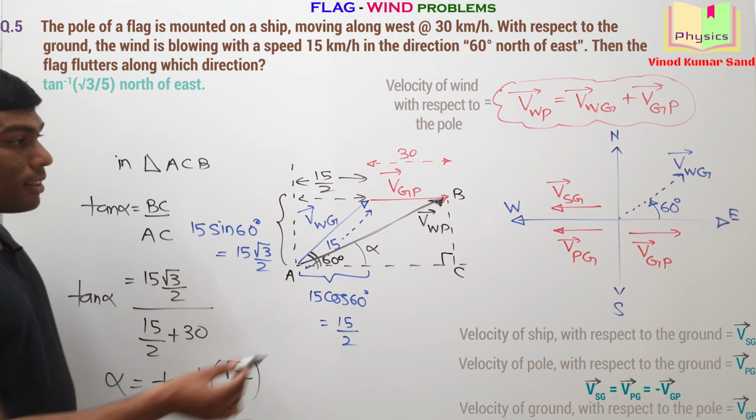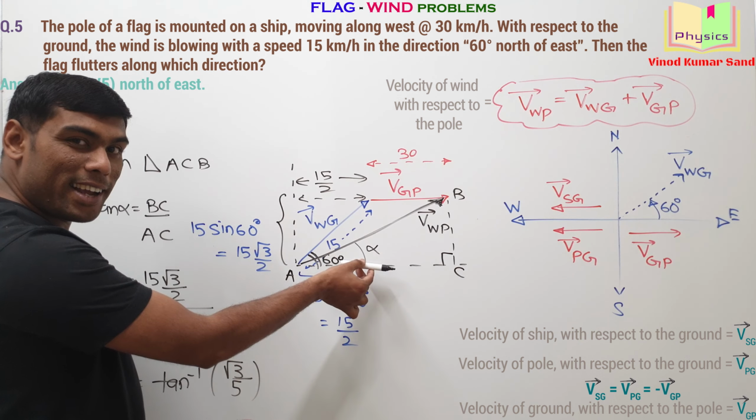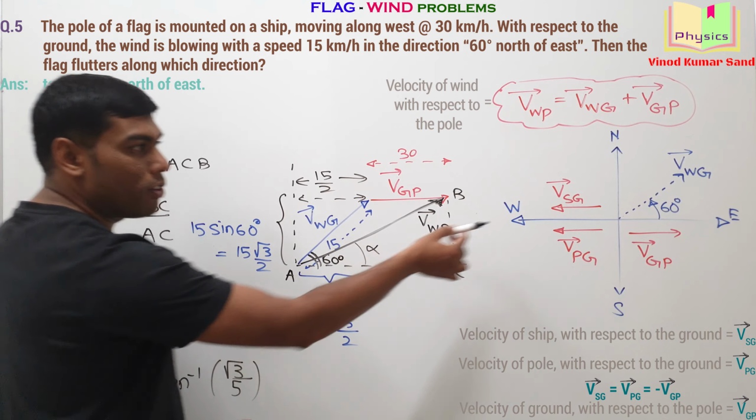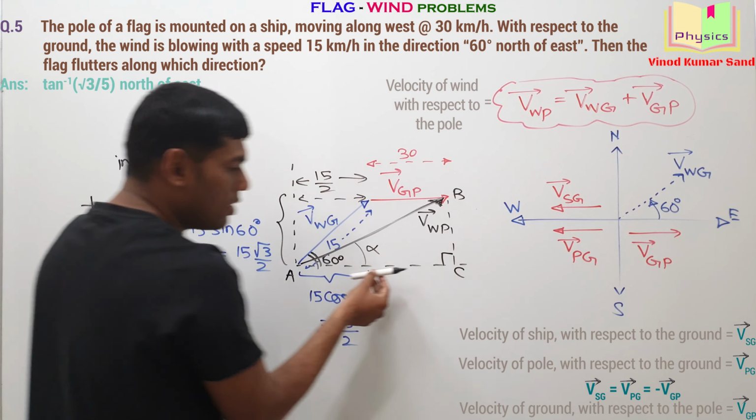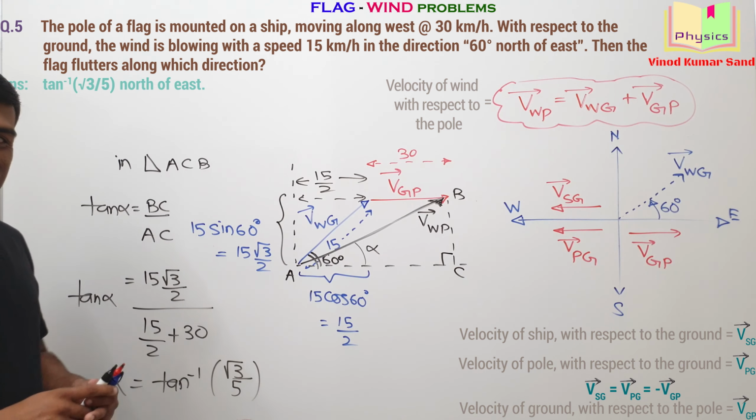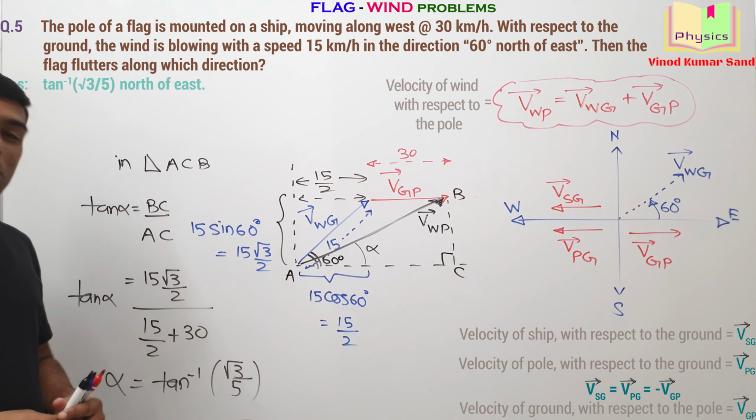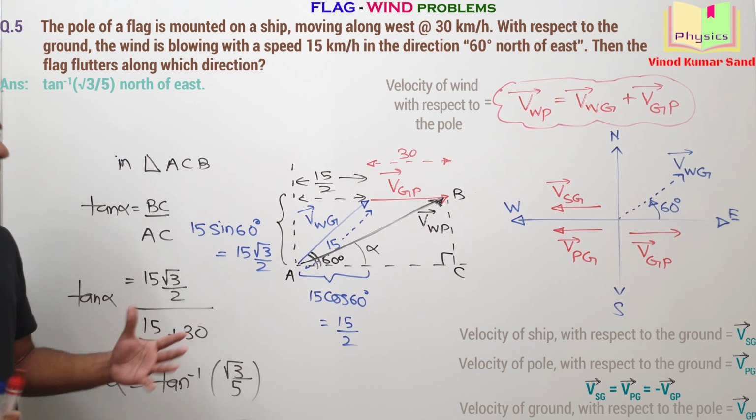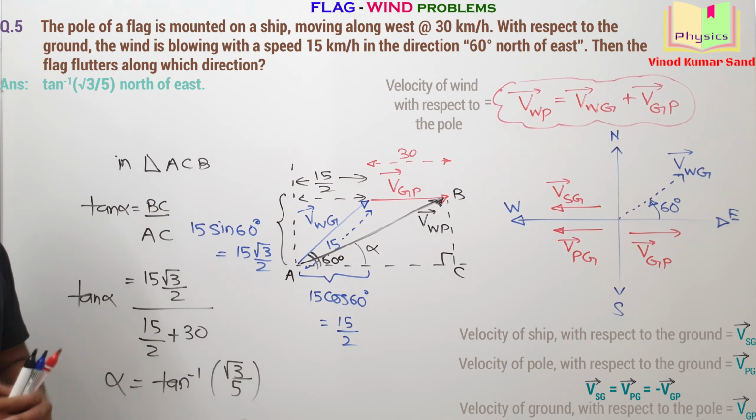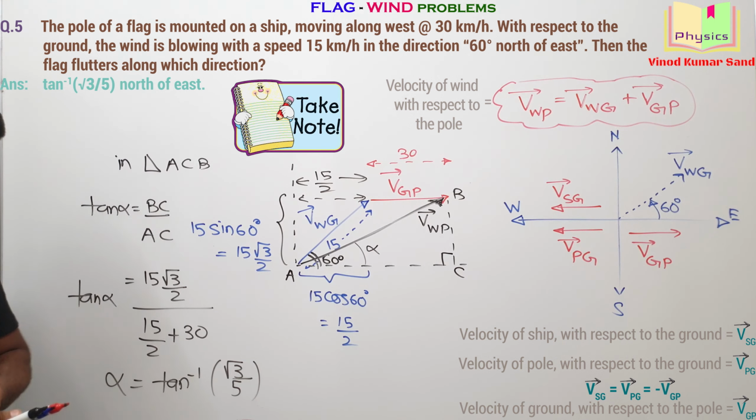It means the flag flutters at an angle tan inverse root 3 by 5 north of east. This is north, this is east. So tan inverse root 3 by 5 north of east. Got it? Simple and the brilliant question. I request you to note it down, and then I'll be bringing up the next question for you.